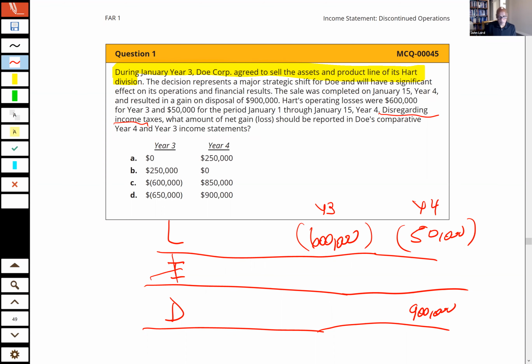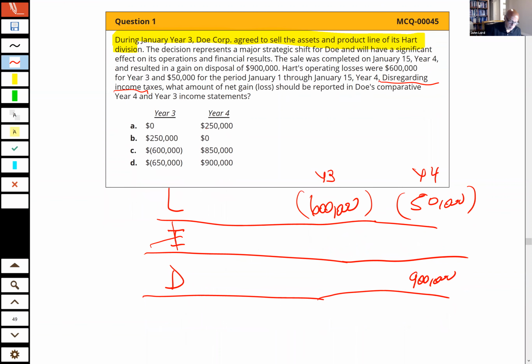But then I look, and of course, they tell me to disregard income taxes. If they gave me an income tax rate, then I'd have to sit here and calculate this net of tax. But when you look, what do we have? We have an $850,000 gain in year 4, $600,000 loss in year 3. I'm speaking to a group of people in which every single one of you got it correct.